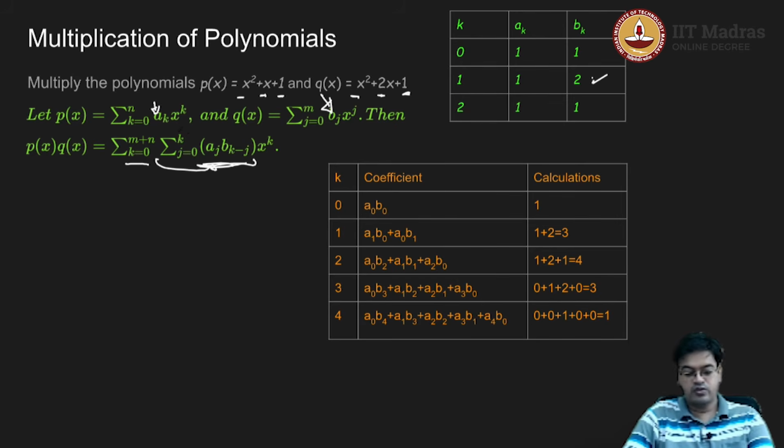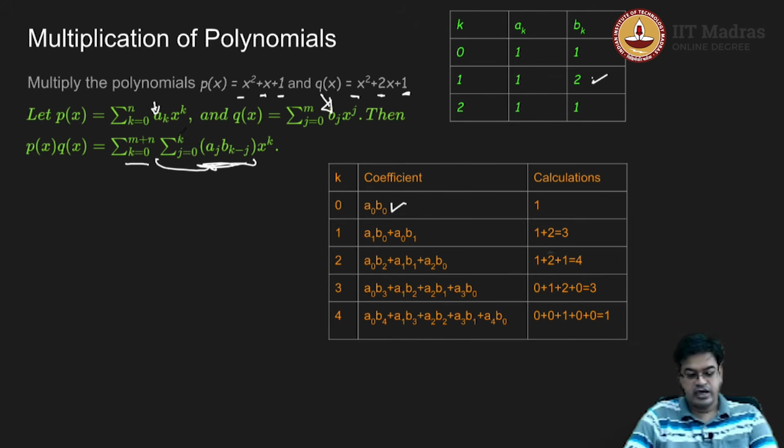That means it will have only one term, which is a naught b naught. What is a naught b naught? Look here, 1 into 1, so it will give you 1. Okay. Let us go for a degree 1 term. So j is equal to 0 to 1.